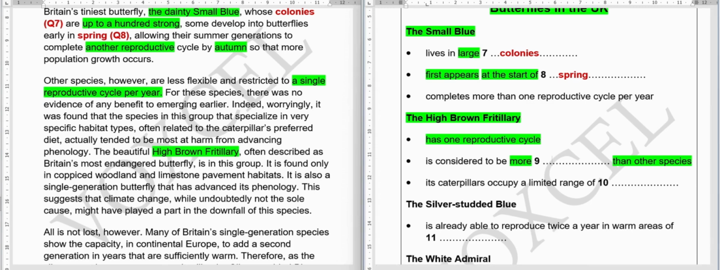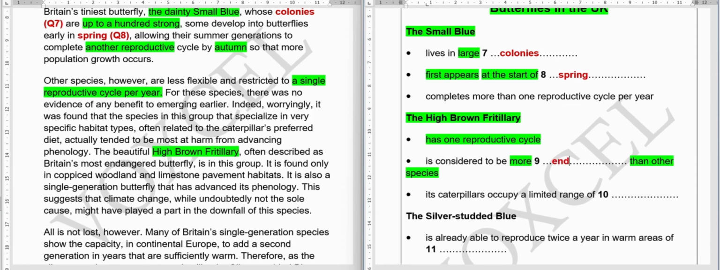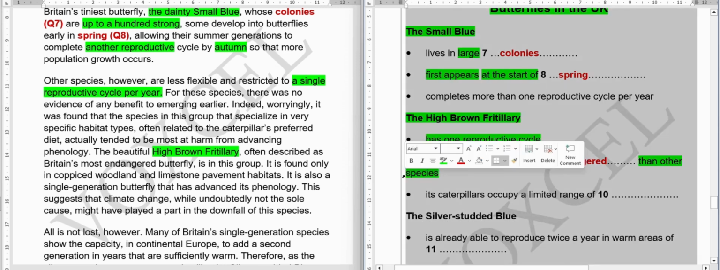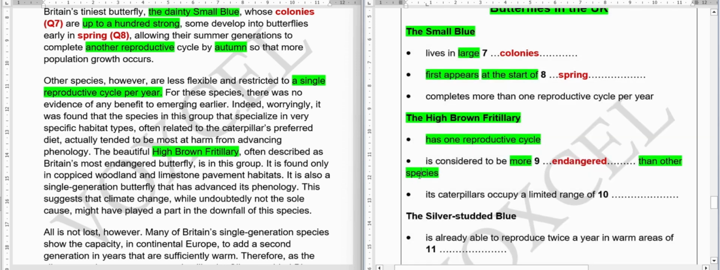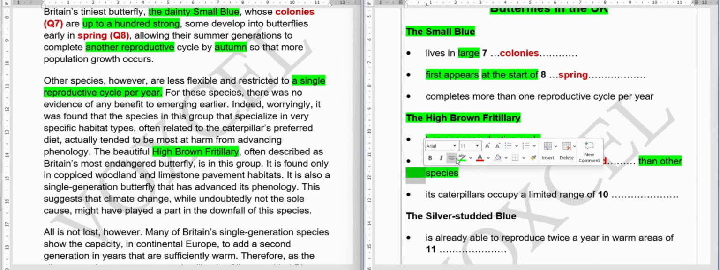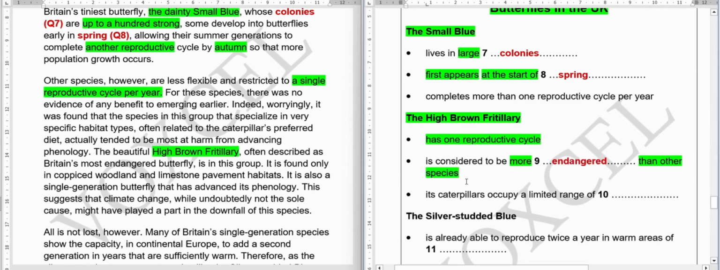Okay, time's up. I'm going to write the answer here, and let's see if you arrived at the correct answer or not. So the answer to this is endangered. I hope you arrived at the correct answer, but if not, don't worry, I will tell you why this is the correct answer and how it is the correct answer.